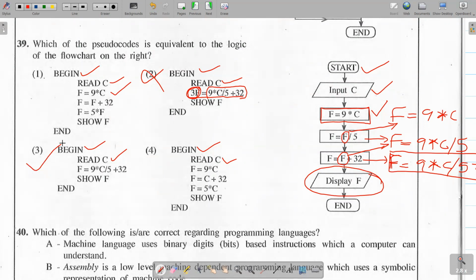And here read C, 9 into C is there. F equals C plus 32, it is there. So because of that, this is wrong. Right, so 39 is the third answer.